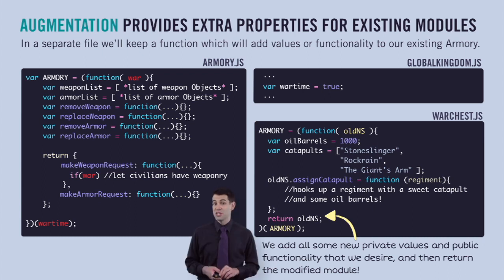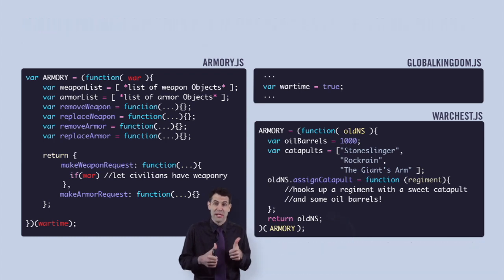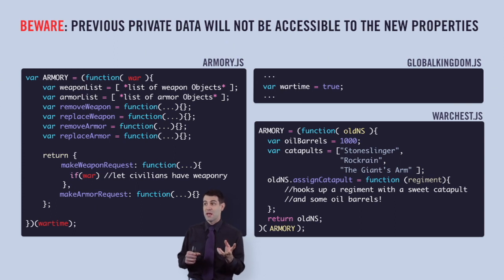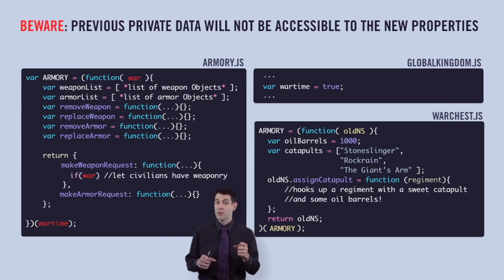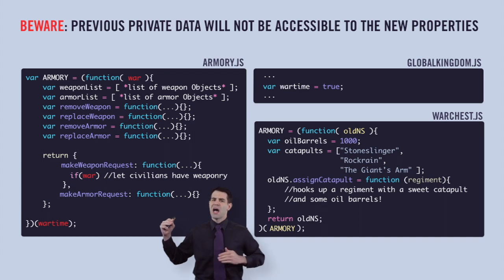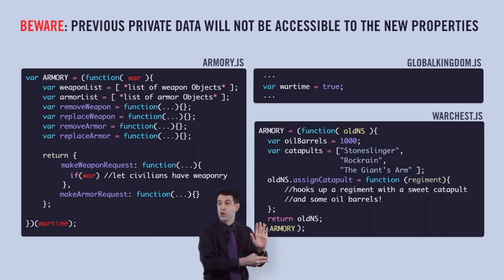Now, augmentation is super cool. It's great, right? It adds functionality whenever you need it. And it's especially great for public functionality, but we want you to be aware of one thing, and that's that previous private data from your old file and your old function that you used to build your original namespace, all of that private closure data will not be accessible to any of your new properties in your new file.